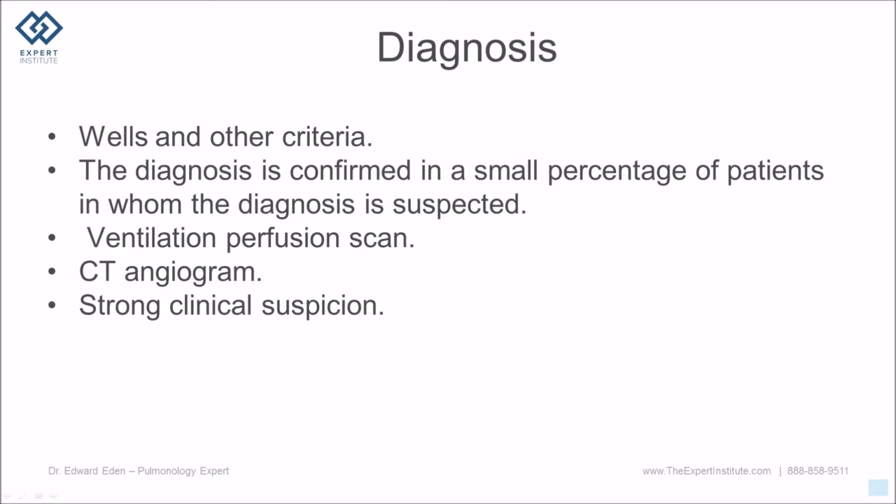So the diagnosis of pulmonary embolism occurs with clinical suspicion, I will emphasize that, by using certain criteria, validated scoring systems. But even with that, only a small percentage of patients in whom the diagnosis is suspected actually turn out to have pulmonary embolus. Once the diagnosis is suspected, then appropriate diagnostic procedures should be performed at the time the patient is seen, or certainly very near the time the patient is seen.